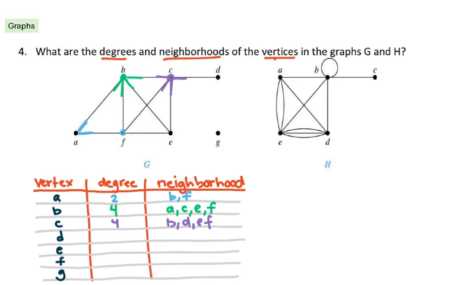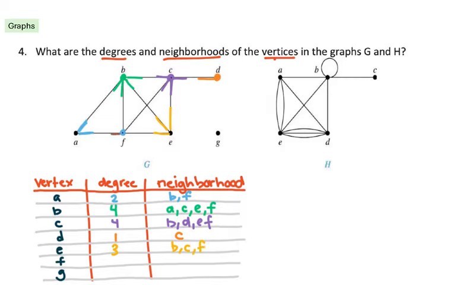Let's look at D. The degree is just 1. The neighborhood is C. That's a pendant vertex. Okay, for E, 1, 2, 3. The degree is 3, and the neighborhood is B, C, F.